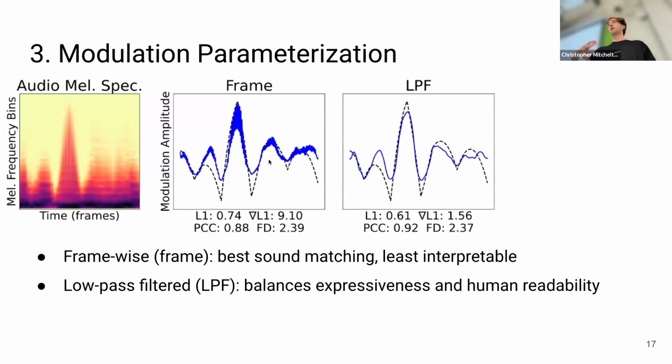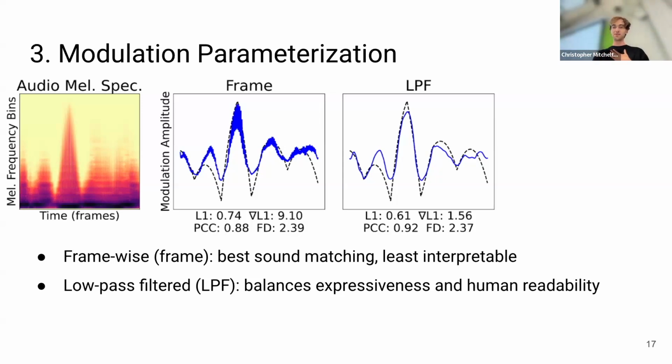Then low pass filtering is an obvious step. You just low pass filter to a modulation rate of maybe 8 hertz or 10 hertz. Most LFOs are less than that. So this is a no-brainer, I would say, to make it look better, right? And this is balancing expressiveness and human readability. I don't have time to go through all the experiments. These conclusions are from the experiments, but it follows a lot of logic as well, which is, the more expressivity, the better the sound matching, but the less interpretable, right?